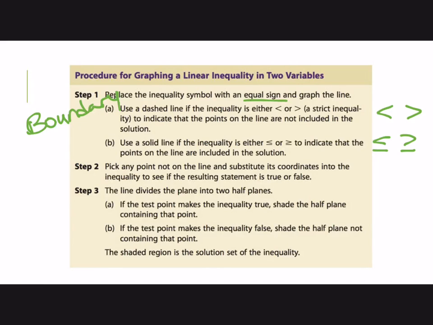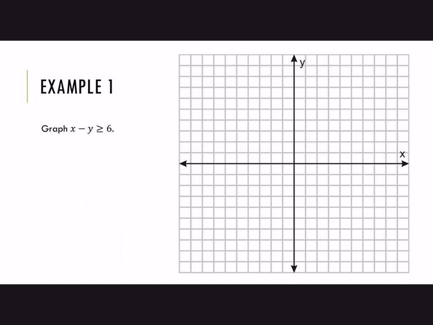And that shaded region is the solution set of the inequality. That shows all of the points that make the inequality true. Alright, so we'll review these steps as we work through some examples. Here's example 1. Graph x minus y is greater than or equal to 6.